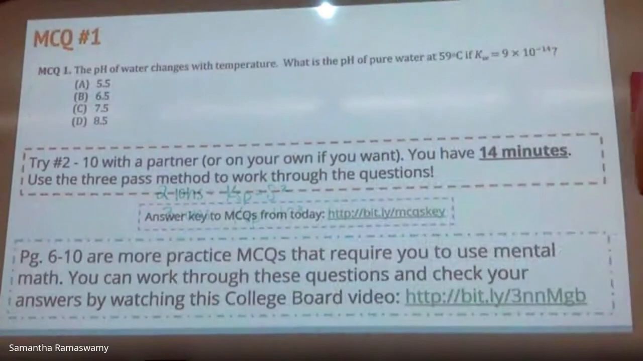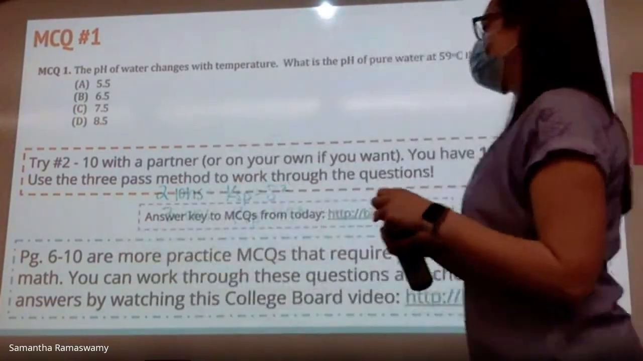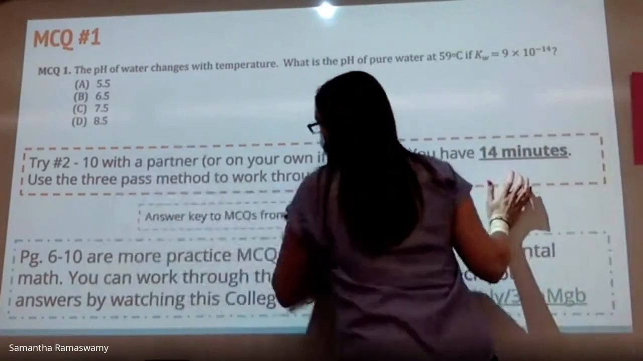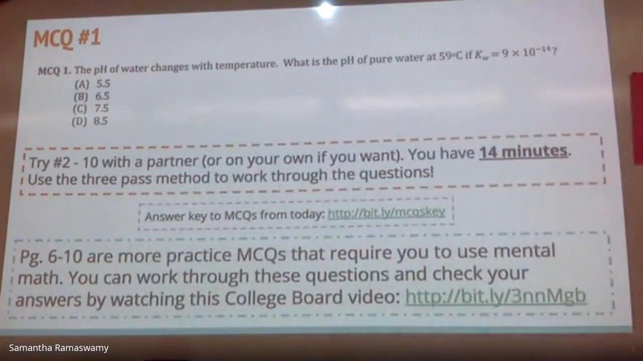So what I want to do is actually look at number 1 of the multiple choice together, and then I'm going to have you working in either pairs or small groups. And you can work on your own if you want. Like if you want to work on your own and try them, that's fine. But we're going to go through number 1. So again, if you don't have the multiple choice, it's in the top tray.